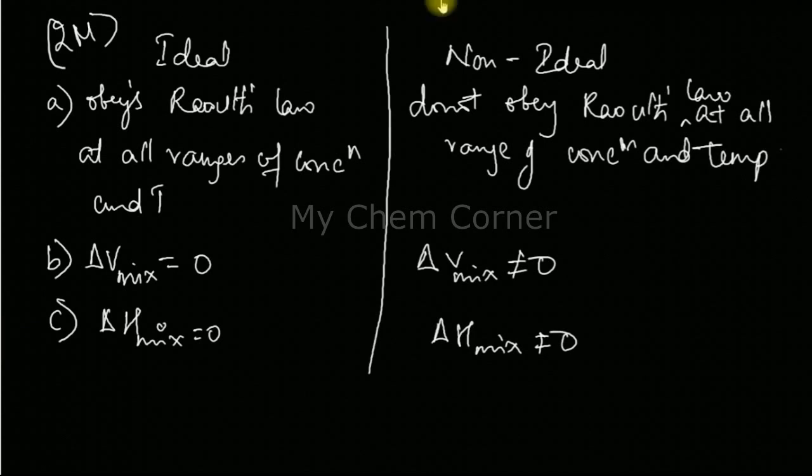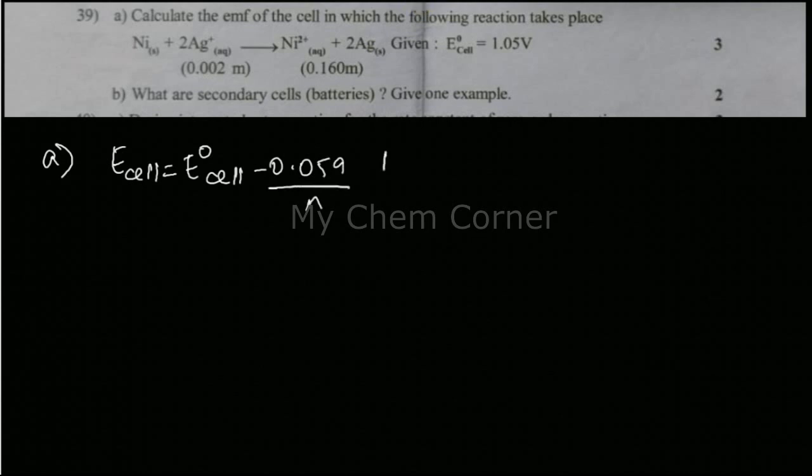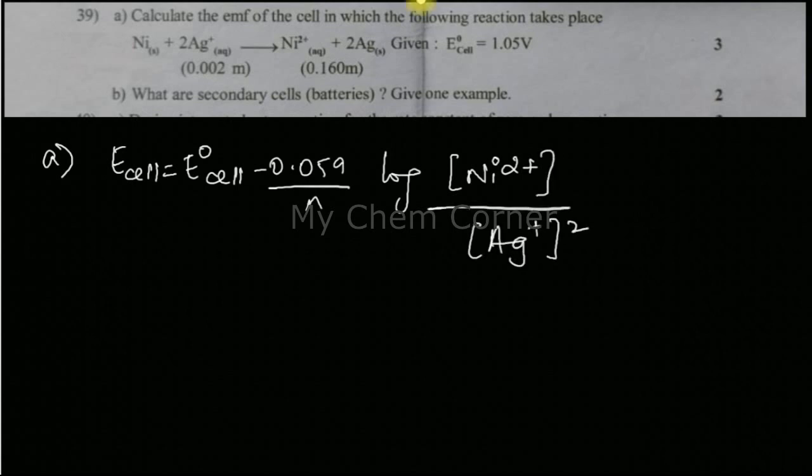Alright, now next question is a question on electrochemistry. Calculate the EMF of the cell in which the following reaction takes place. Here nickel and silver solution is given, concentrations are given right below it, E0 value is also given. You just have to calculate what is E cell. So here we can write that E cell is equal to E0 cell minus 0.059 by N log of Ni2+ divided by Ag+ the whole square, you have to write as per the balanced equation.